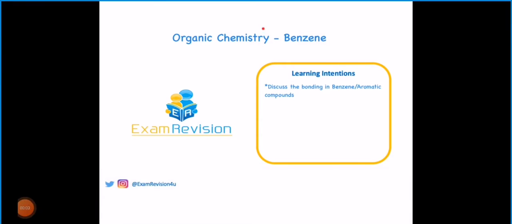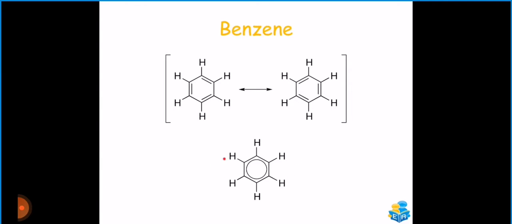So in this video we're going to look at organic chemistry, but we're specifically going to focus on benzene, and our learning intention is to discuss the bonding and characteristics in benzene and aromatic compounds. So this is the structure of benzene here that we have come to know during the study of our Leaving Cert course. And we've briefly discussed already why we don't have this alternating double single bond setup in benzene, and instead we have this aromatic ring. But we're going to look at this now in greater detail in this video.